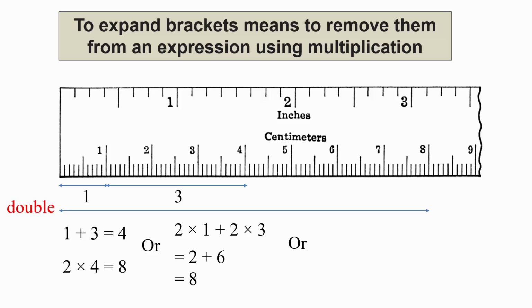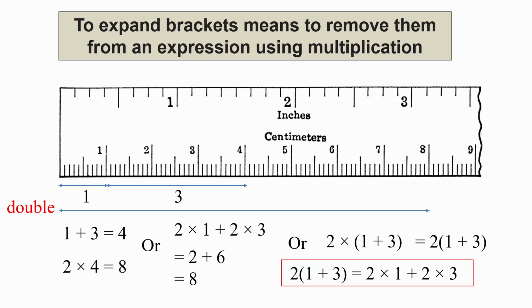And yet a third way is to look at it in this way. We are doubling, that's where the 2 comes from, and we are multiplying that by the sum of the individual lengths, 1 plus 3. And to show that we are doubling all of that, we put that expression in brackets, as shown there. Now in mathematics, a number or a quantity immediately in front of the brackets always implies multiplication, so we do not need to show that. So we can write that as 2 bracket 1 plus 3.